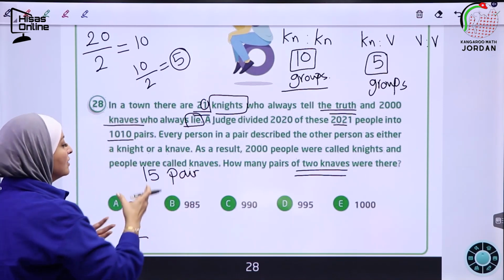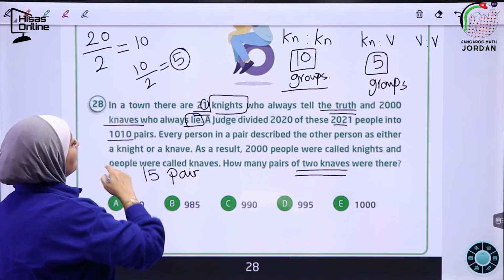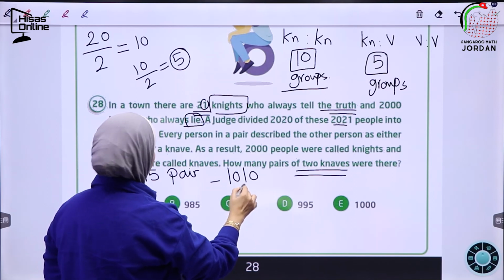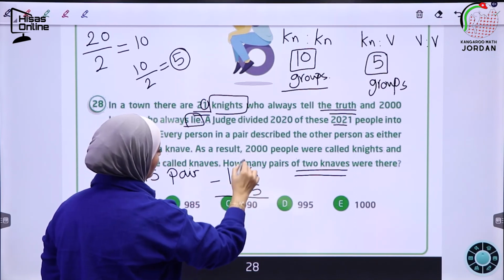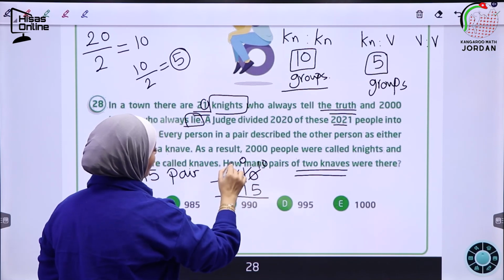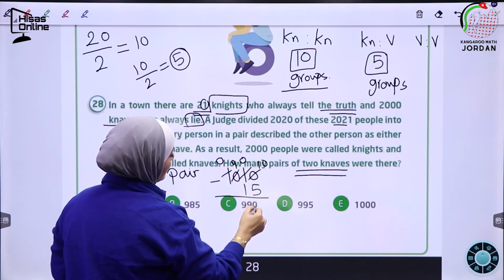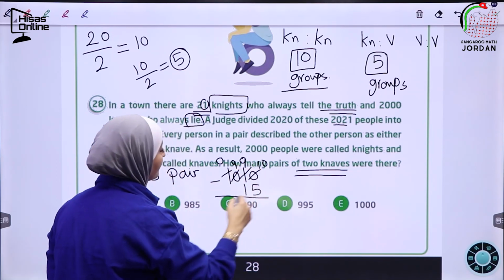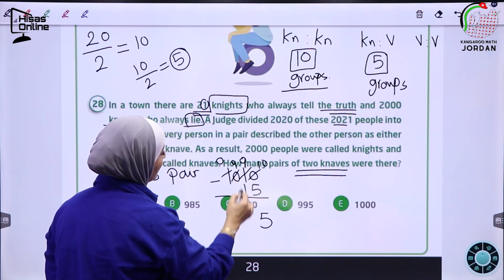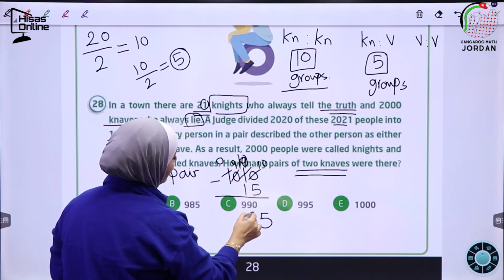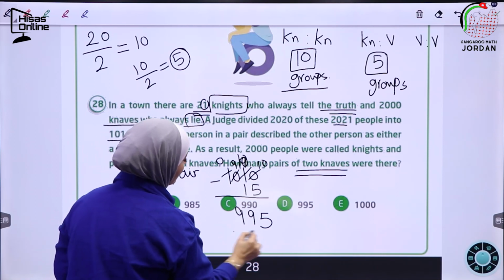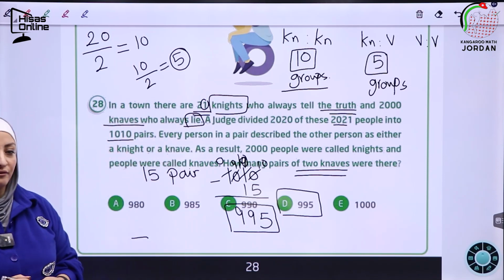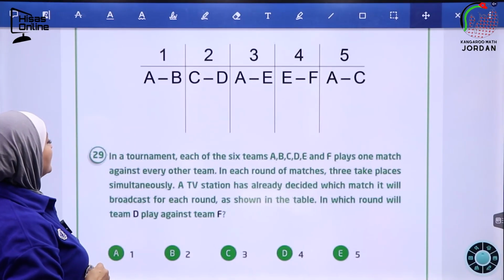of knights. I will take out these 15 from the 1,010 minus 15. Okay, here we go. This is 10, this is 9 also. Okay, 10 minus 5 is 5, 10 here minus 1 is 9, and another 9 minus 9. So I have 995 groups of knaves.